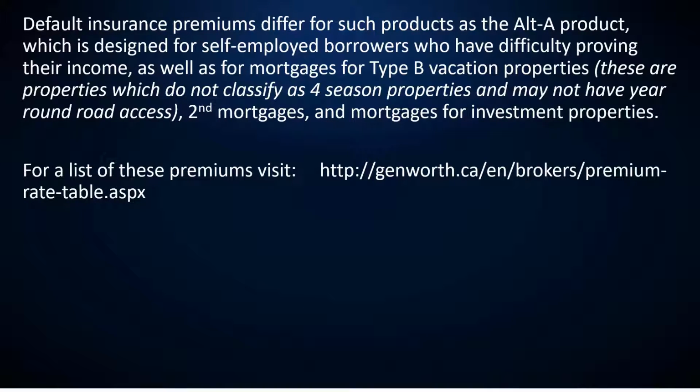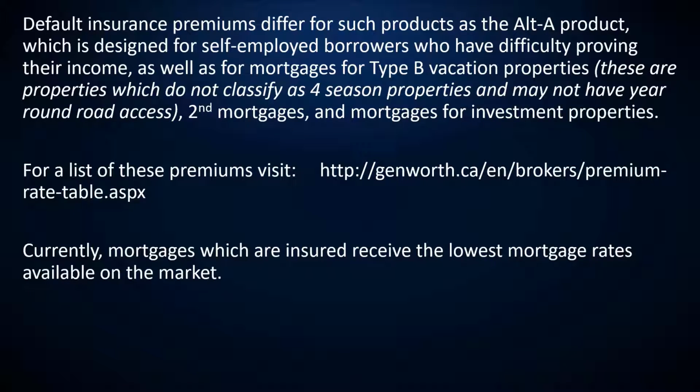Default insurance premiums differ for such products as the Alt-A product, which is designed for self-employed borrowers who have difficulty proving their income in a traditional manner. For Type B vacation properties, now these are properties which do not classify as four-season properties and may not have year-round road access. Second mortgages and mortgages for investment properties also differ. Currently, mortgages which are insured receive the lowest mortgage rates available on the market.